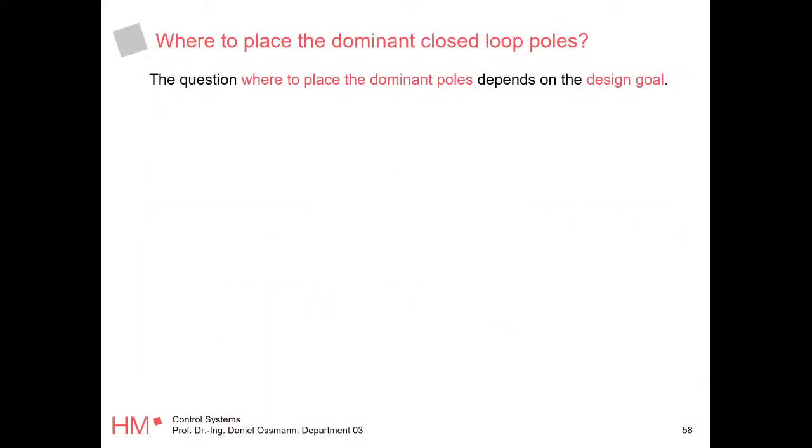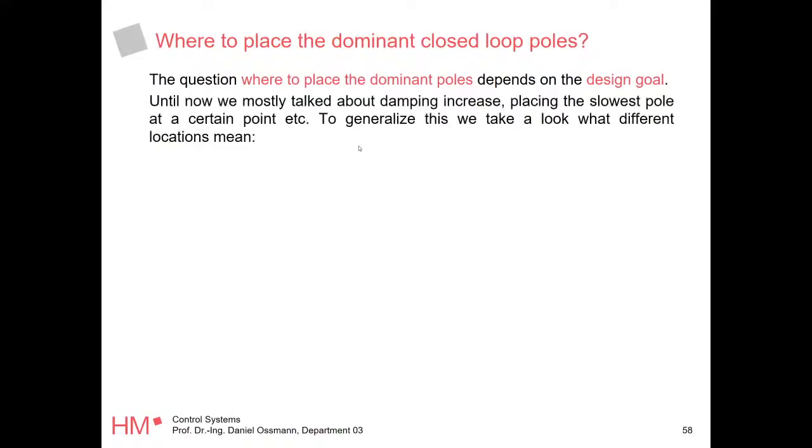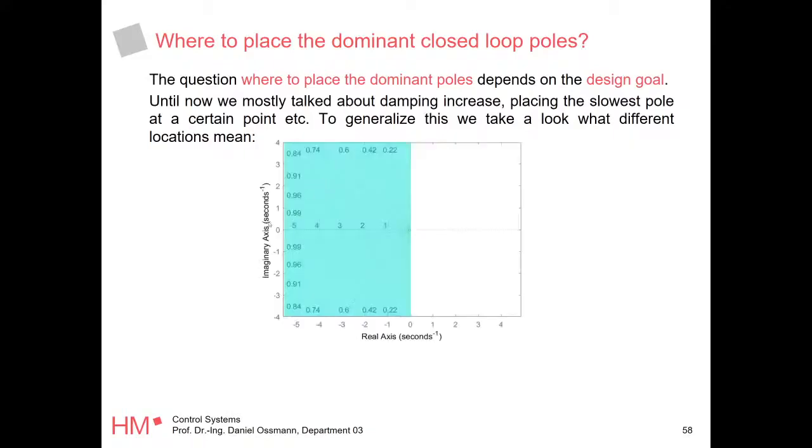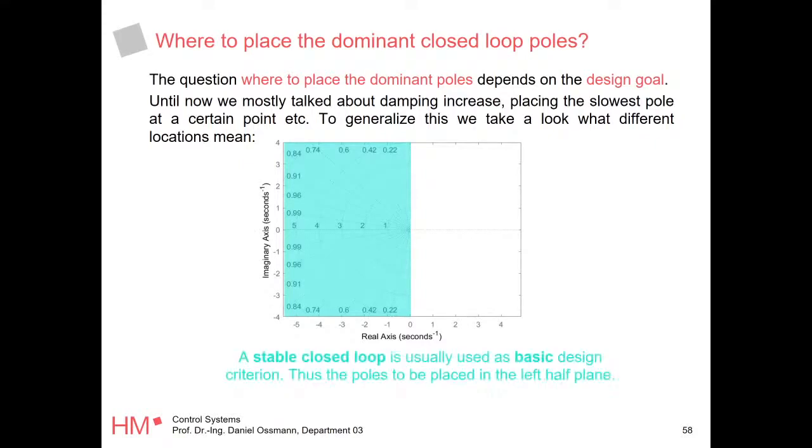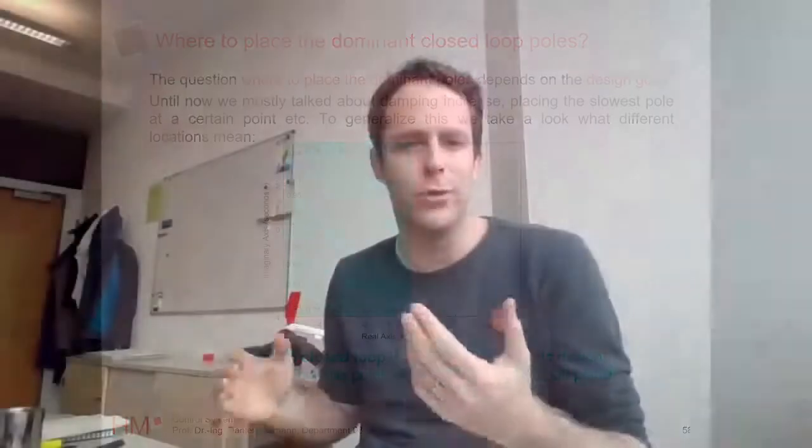Well, the most principal design requirement for every control system is that you need a stable system. It does really not make sense to have a closed loop system which is unstable. This is really the basic design criterion in control. Your closed loop needs to be stable, right? So never ever put your closed loop poles, please, in the right half plane, because this system is not usable.